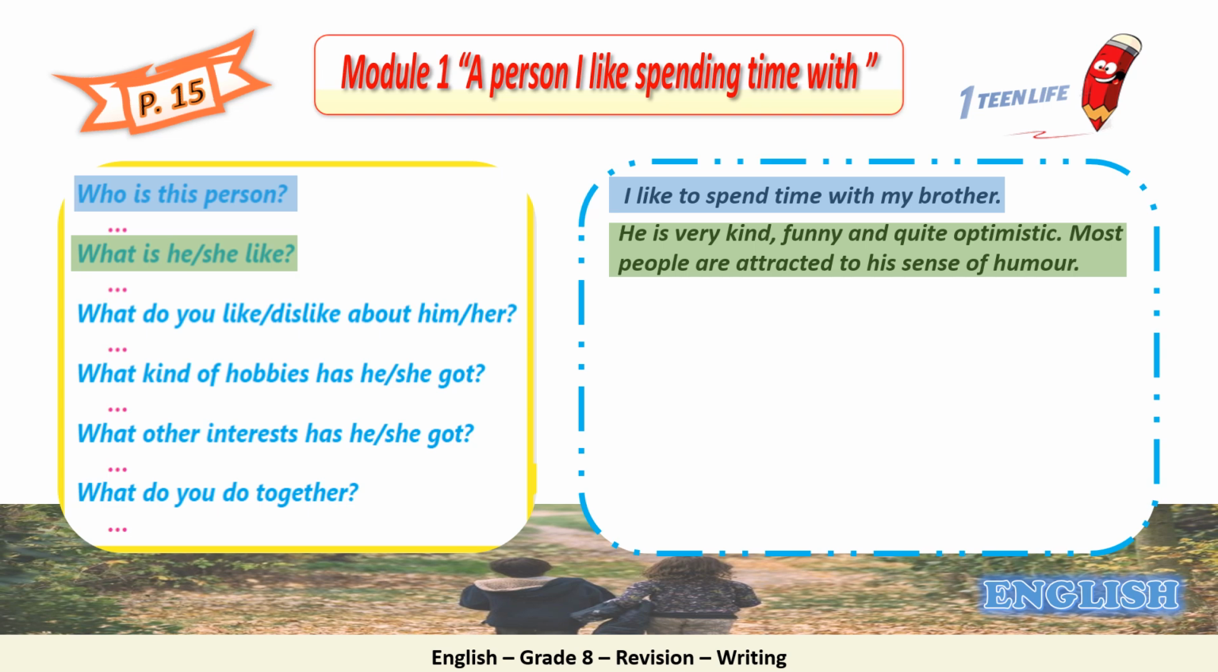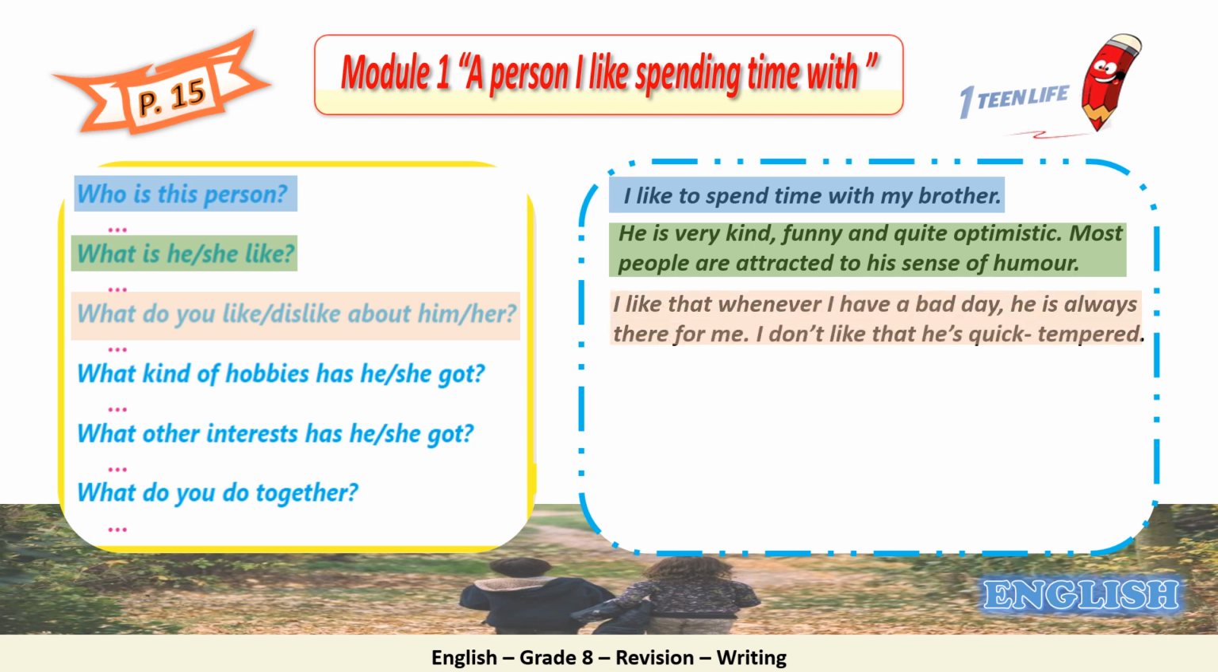Now look at question number 3. What do you like or dislike about him or her? Think about the person you are describing. Mention the good qualities he or she has and the bad qualities he or she has. I like that whenever I have a bad day, he's always there for me. But I don't like that he's quick-tempered.